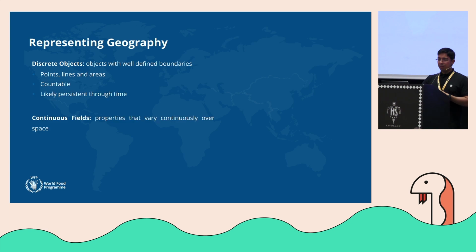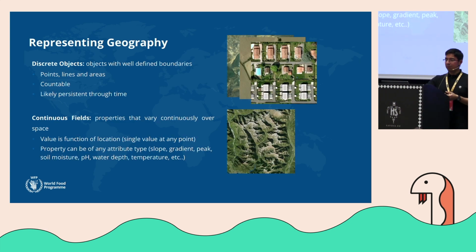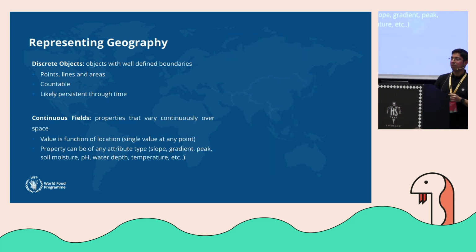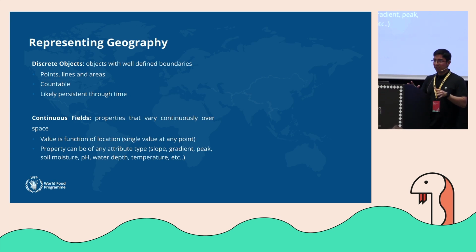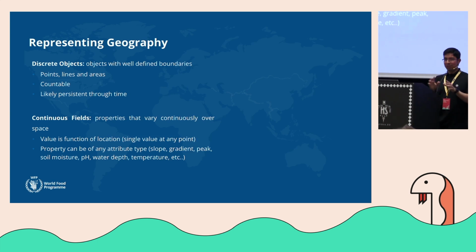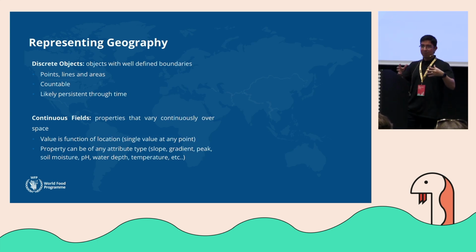The way we represent geography, we can have two main types. The first one is discrete objects. Those objects have well-defined boundaries, like points, lines, and areas. You can count those polygons or geometries, and they are persistent through time. For example, administrative boundaries. Usually the way the boundaries are set for the countries doesn't change, but sometimes there are changes. But they are persistent through time.